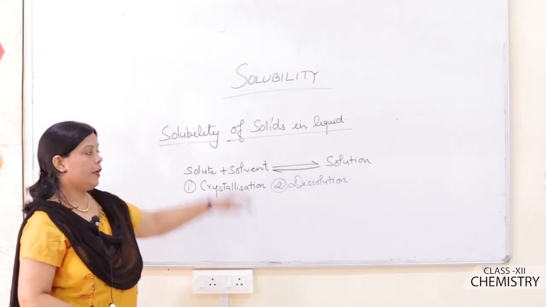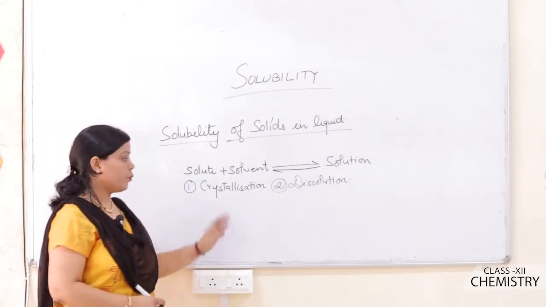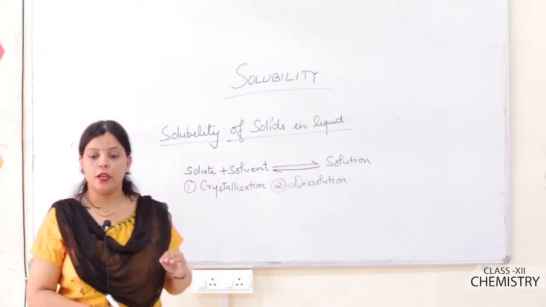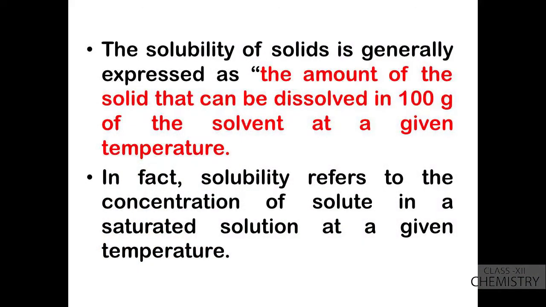After discussing the solubility of solid in liquid, now I am going to tell you how we define the solubility of a solid in liquid. Solubility of a solid is generally expressed as the amount of solid that can be dissolved in 100 gram of the solvent at a given temperature. In fact, the solubility refers to the concentration of the solute in a saturated solution at the given condition of temperature and pressure. This is the basic definition to explain the solubility of a solid in liquid.